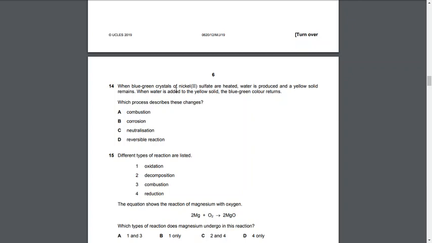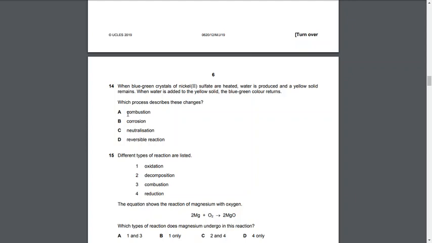By reading the statement, it clicks in our mind that it's a reversible reaction, because first the nickel sulfate is heated and it turns into a new product, and then when water is added to that yellow solid, it turns back to the green color. So this is clearly a reversible reaction.